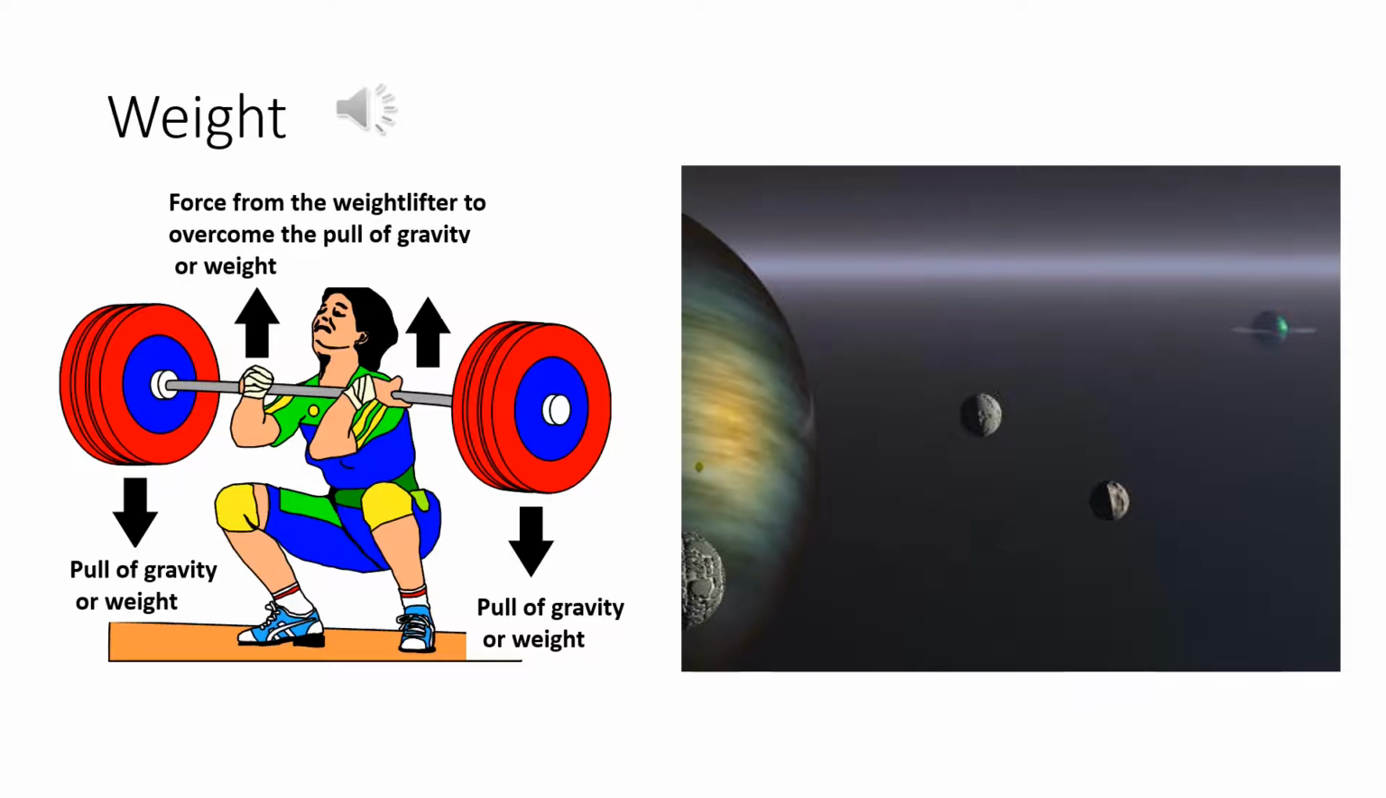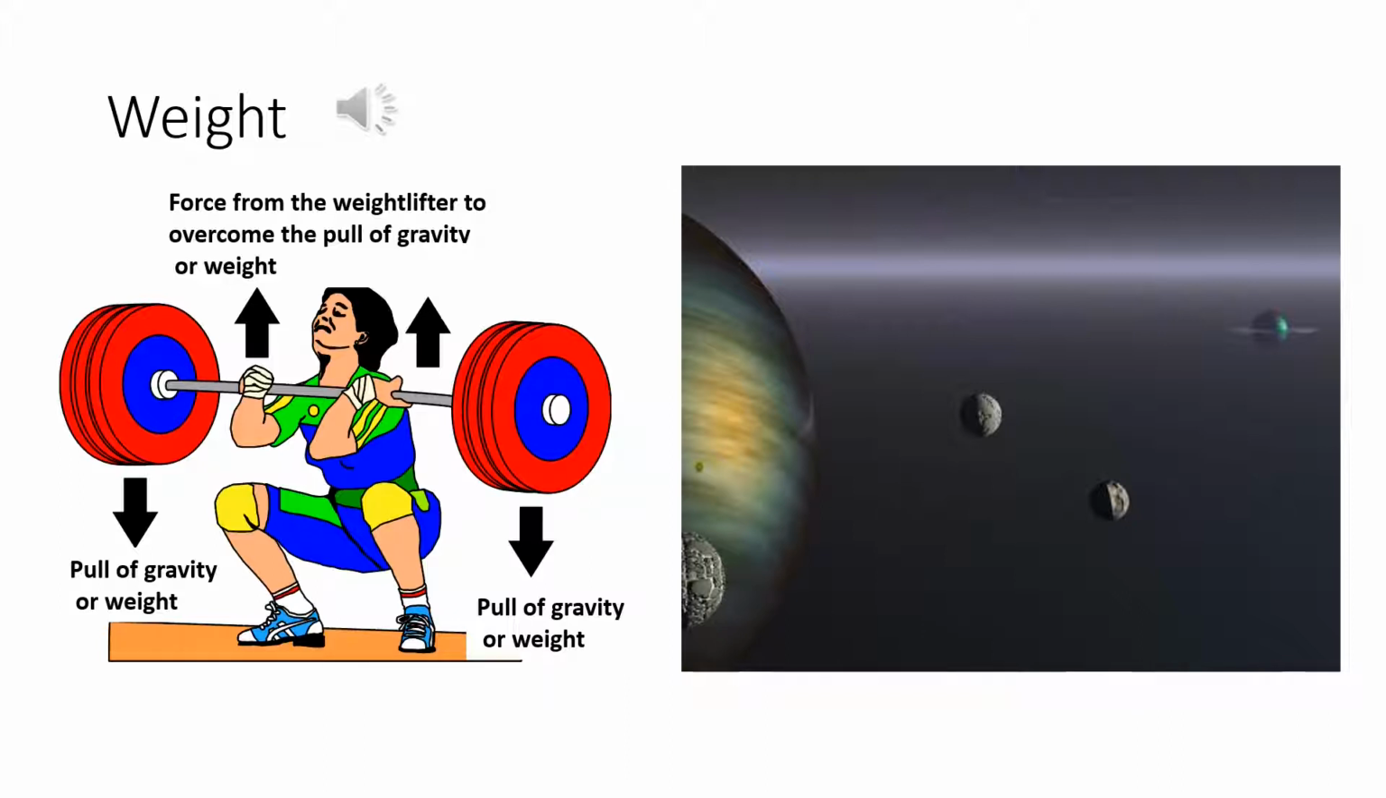So what is this thing called weight? Well, weight is the pull of gravity on an object. The Earth has a mass, and the mass of the Earth pulls things towards it. And the pull of the Earth on other objects gives them weight.